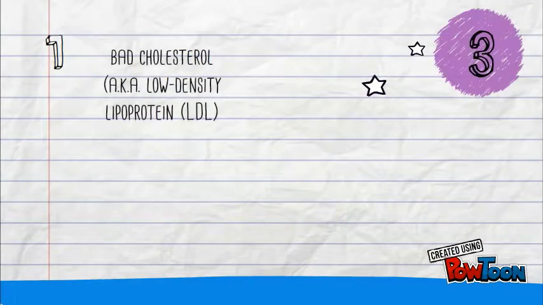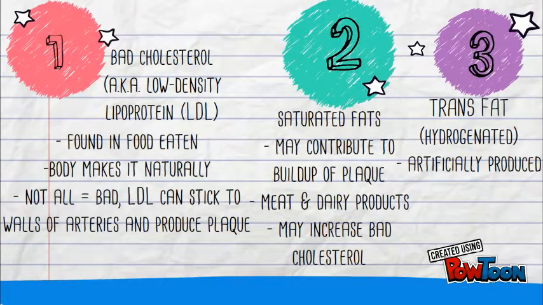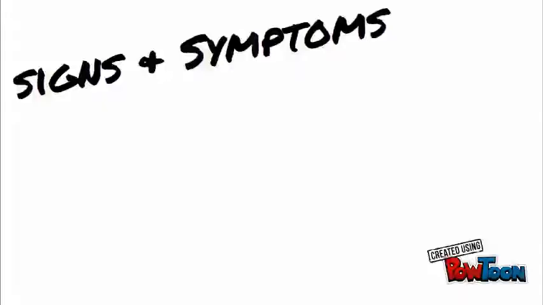Bad cholesterol is a common cause of heart attacks. It is found in food eaten, and our body makes it naturally. Not all cholesterol is bad, but LDL can stick to walls of arteries and produce plaque. Saturated fats may contribute to buildup of plaque as well. It is found in meat and dairy products and may increase bad cholesterol. Then we have trans fat, which are artificially produced and increases risk.